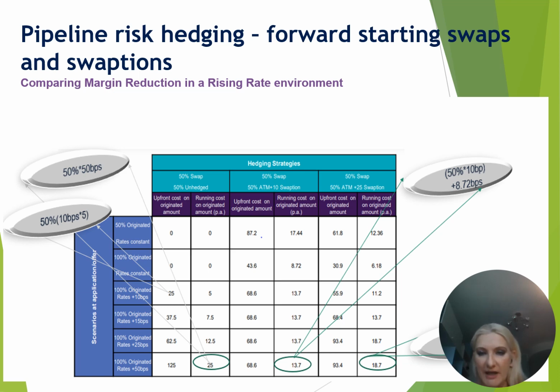And I've prepared the example which you can see on the screen. So this is the typical example of the margin reduction in a rising rate environment, and how the swaptions work exactly, what is the cost. So it looks very busy, but I will try to walk you through so it becomes more clear.